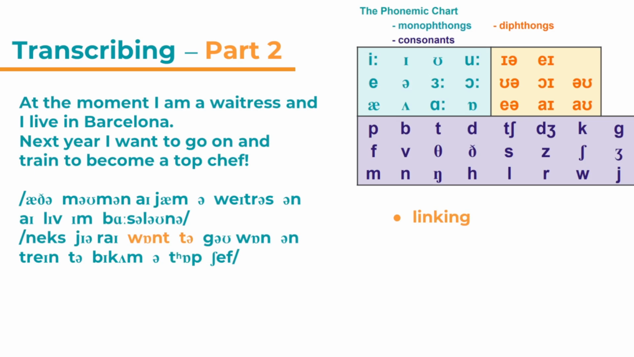And last but not least, let's have a look at some linking. We have the word want followed by to, and there's really the same sound next to one another, the t in want at the end and then t again in to. And of course, we would not pronounce them separately. If we wanted to, we would have to pause. Again, that would slow us down.